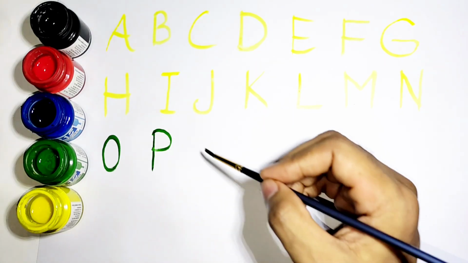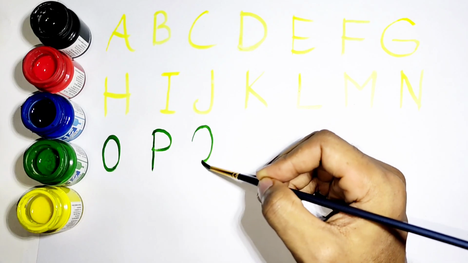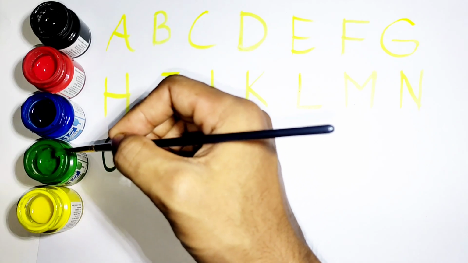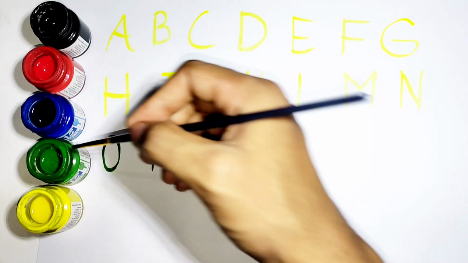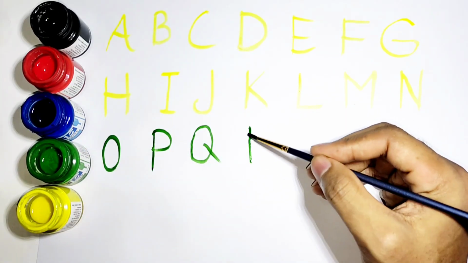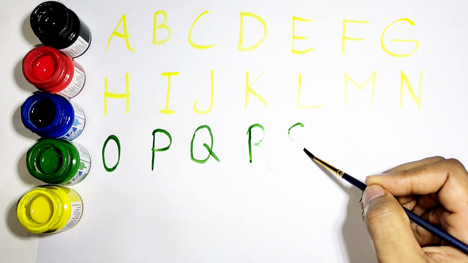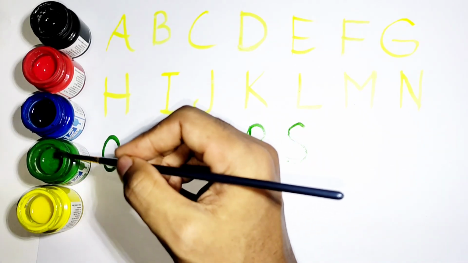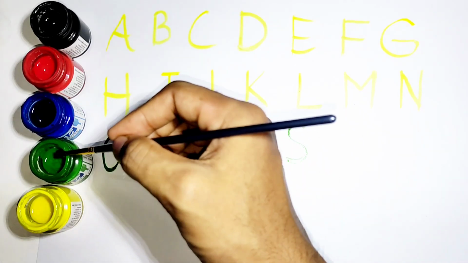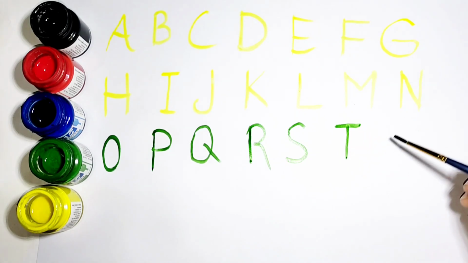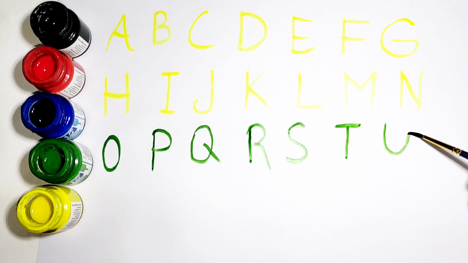The next one is Q. The next one is R. R for rose, R for rice. The next one is S. And now we draw T. The next one is U. U for umbrella. Kids, now we are using the color of blue.